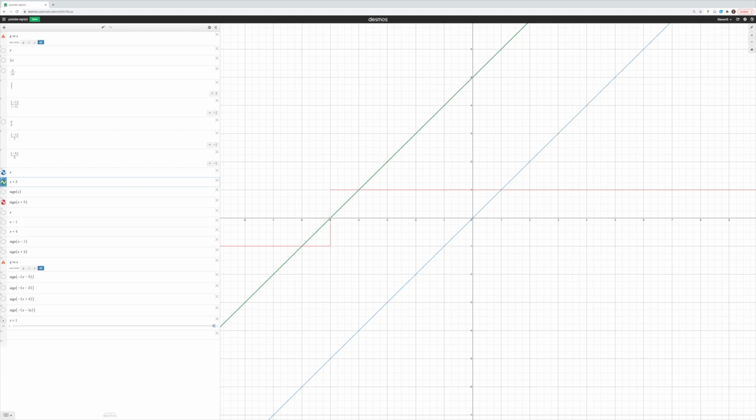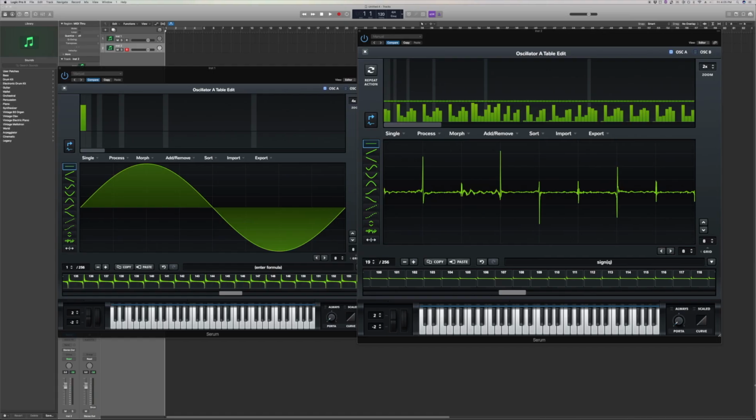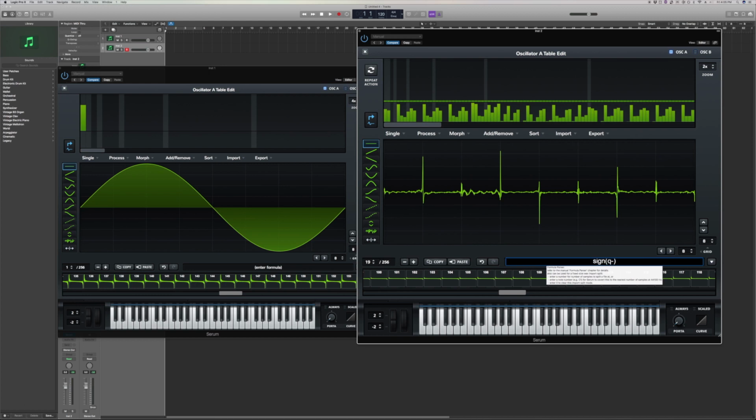So let's do that in Serum. So let's see, sine of q minus 40 moves the whole graph over. Now you're probably wondering why. Like, here it's 40. Why do we have 0 here instead of 1?